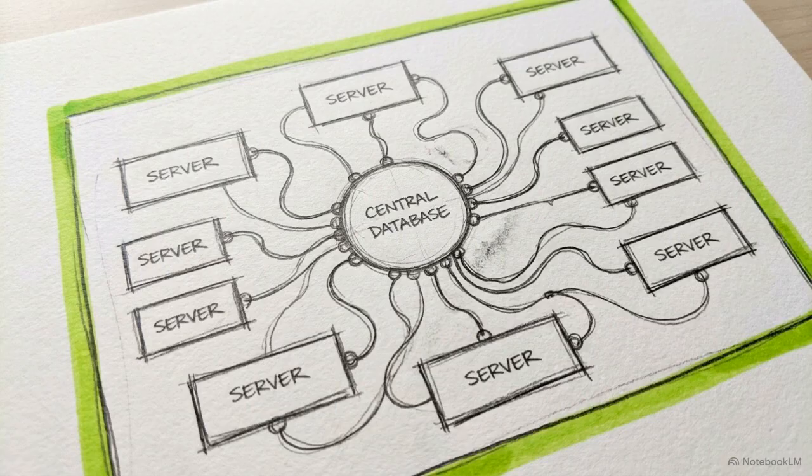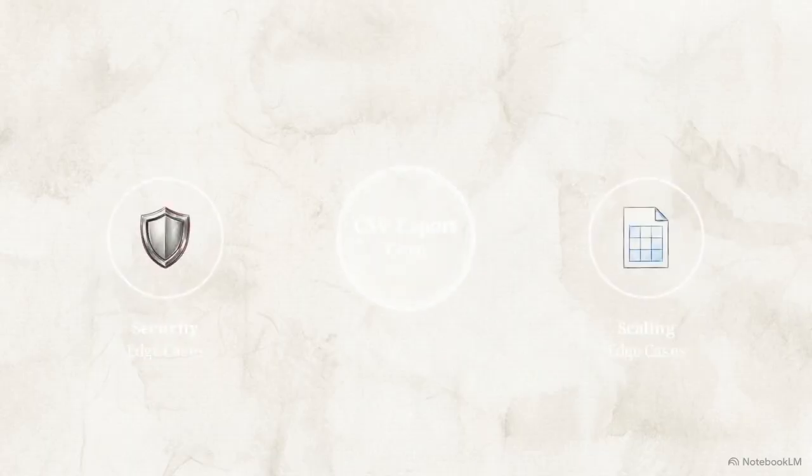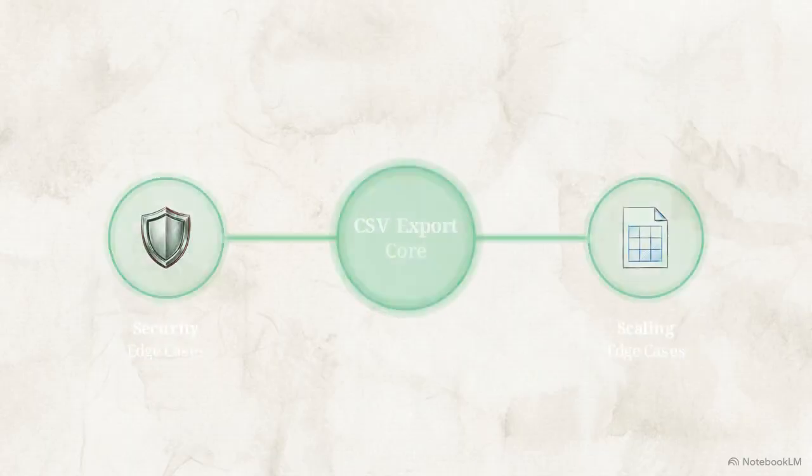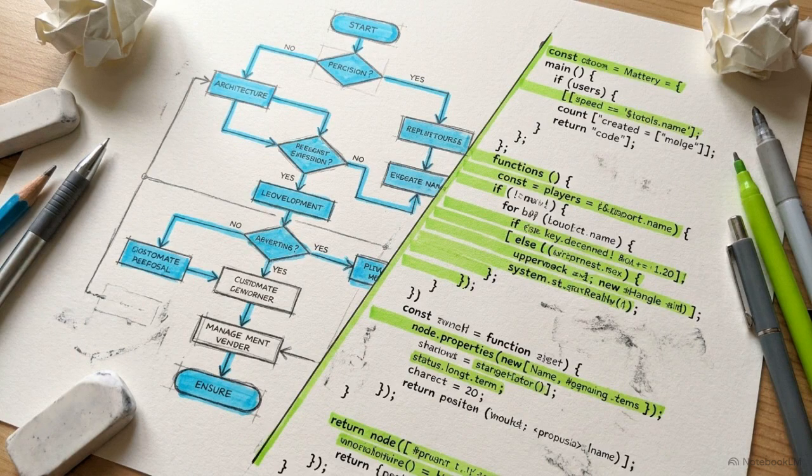Pairing strict constraint auditing with these specific scaling suggestions ensures the final plan accounts for both security vulnerabilities and future infrastructure needs. The planning cycle is now complete. In just a few minutes, we have constructed a detailed roadmap that accounts for specific scaling and security edge cases. We can verify that all 7 steps of our roadmap are generated and pending our approval. The final step is to push this verified blueprint forward and initiate the code generation phase.